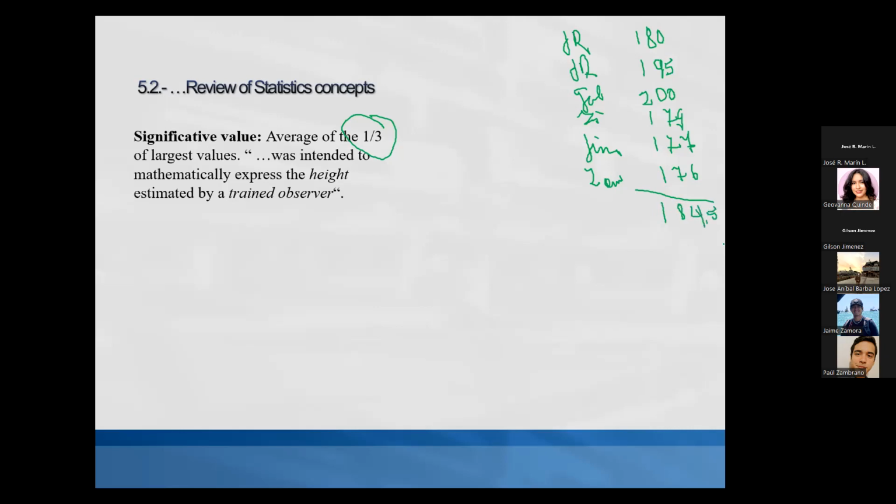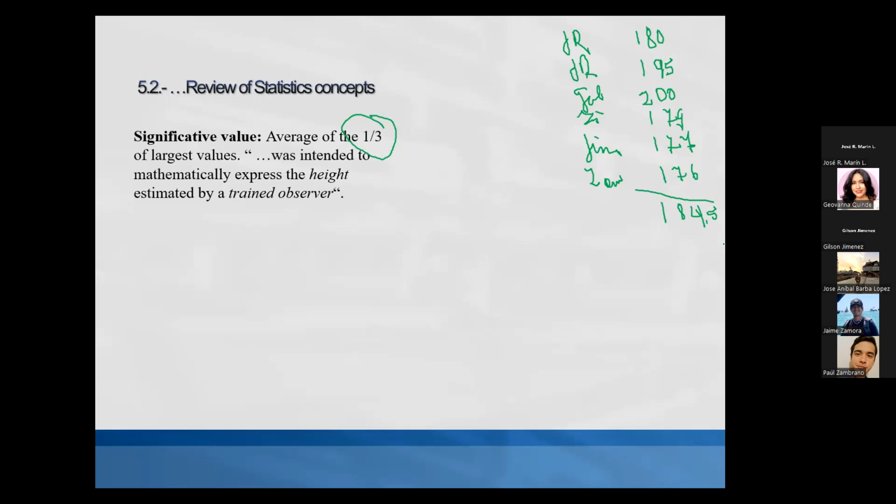So you see, there are 2 steps here. First, you have to determine the 1/3 of the largest, and then you have to calculate the average. That's what we call the significant value of this variable. This is another parameter that we can employ to evaluate the response of a ship in waves. You will see that in a minute.